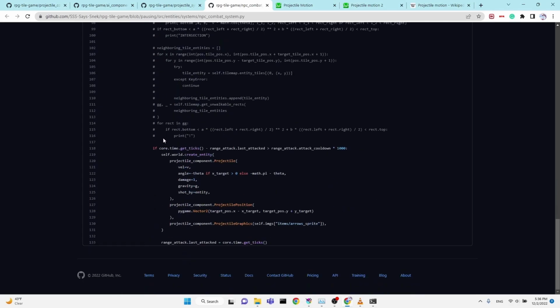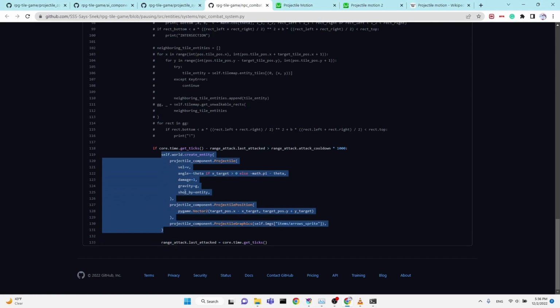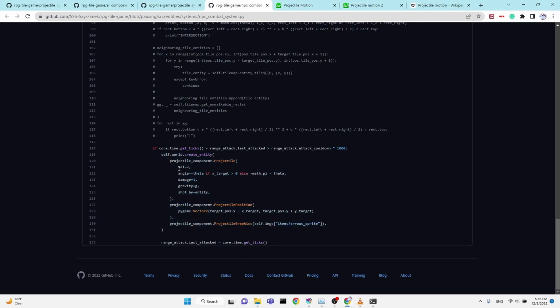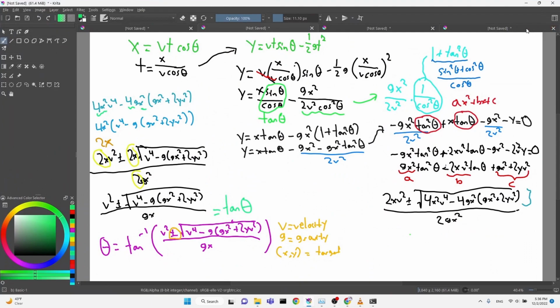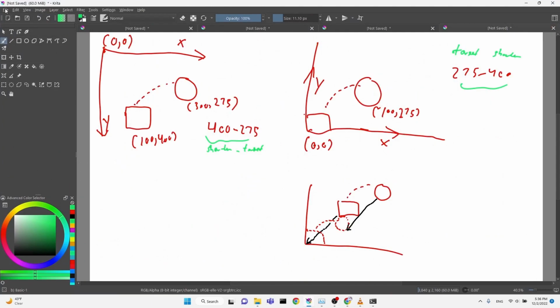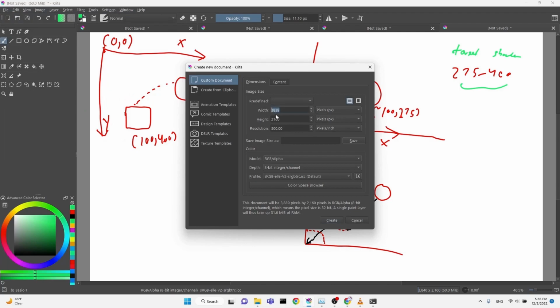Now, we're basically done. If the cooldown just passed, if they can fire, then we finally create a projectile. This projectile will have a velocity of v, an angle of negative theta if x is greater than 0, otherwise negative math.pi minus theta. Now I have to explain why I have that. Well, it has something to do with Pygame again.